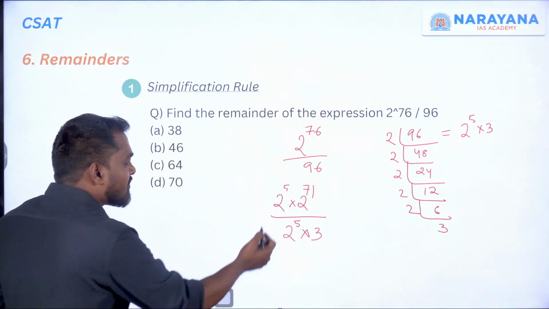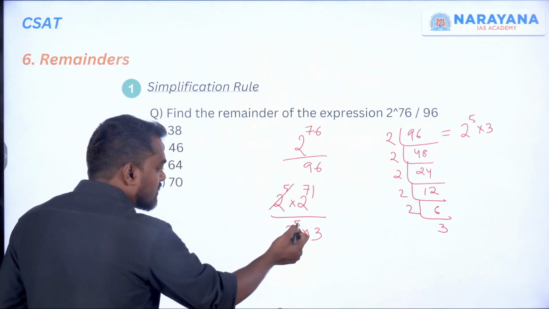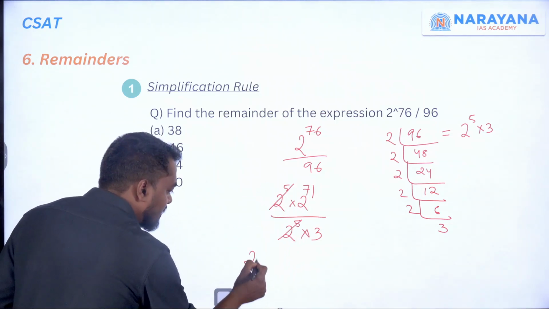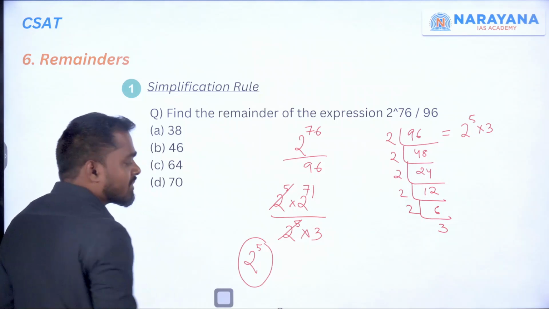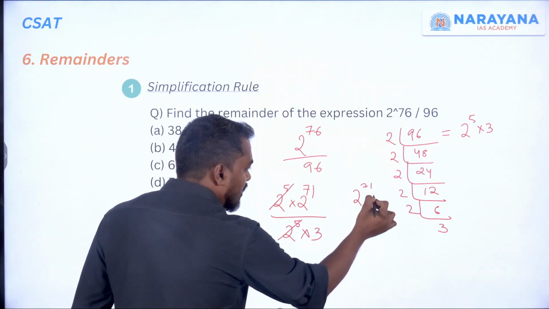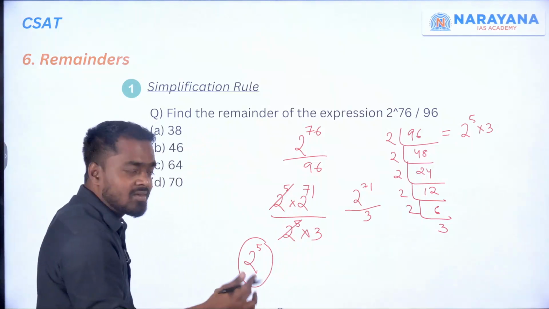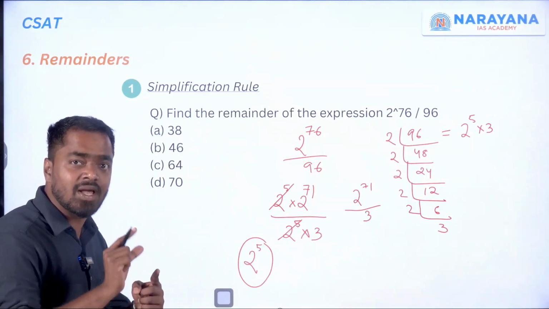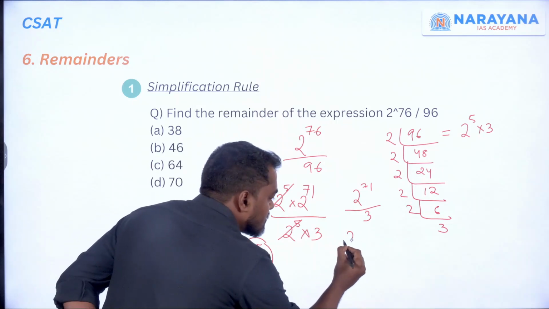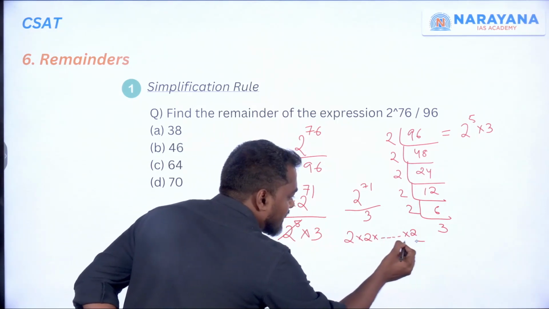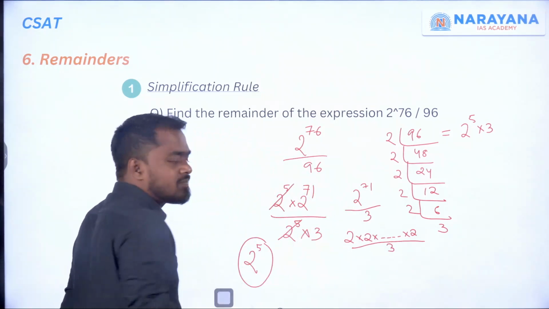Now there is one common factor for the numerator and denominator. So remove it and write it separately, 2 to the power 5. Now what is the remaining expression? 2 to the power 71 by 3. That is nothing but you are writing 2, 71 times. You are multiplying 2, 71 times. So 2 into so on 71 times by 3.